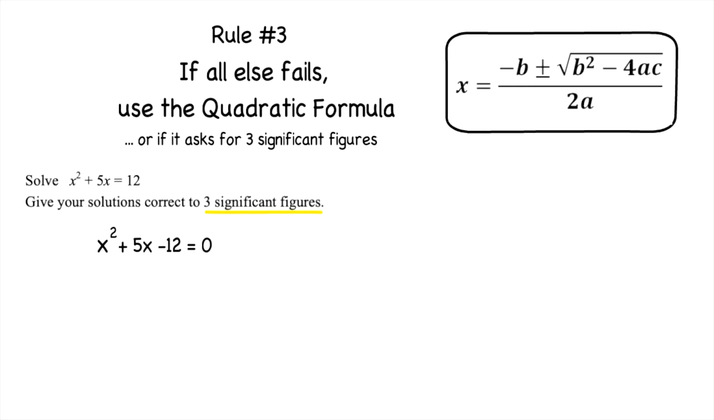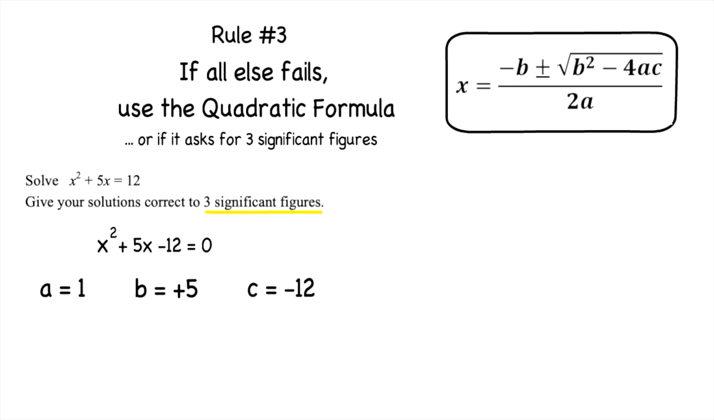Next, I want to label A, B and C. A will be whatever is in front of x squared, so that's a 1. B will be whatever is in front of your x, so positive 5. And C will be the number at the end, so minus 12.